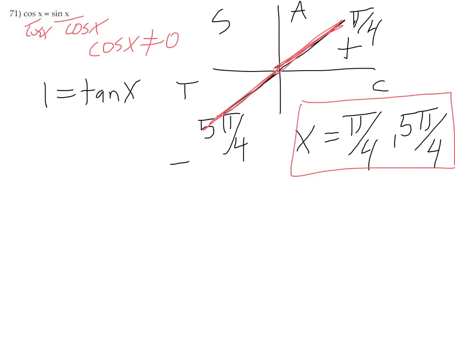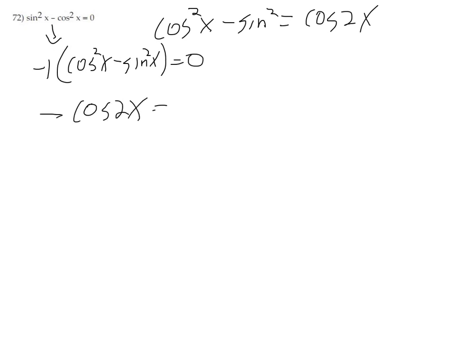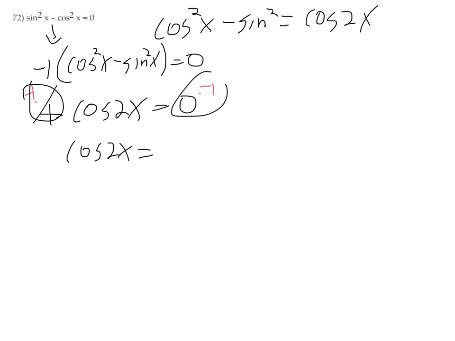Okay, next question. Sine squared x minus cosine squared x equals 0. Now I know that an identity that has cosine squared x minus sine squared x equals cosine 2x. Not exactly what we have, however, I can factor out a negative 1 and make cosine squared x minus sine squared x on the left. That's negative cosine 2x. We can then multiply by negative 1, getting rid of those, and have cosine 2x equals, and that's just 0.